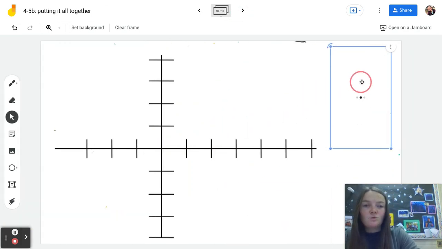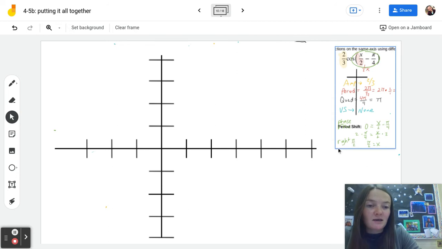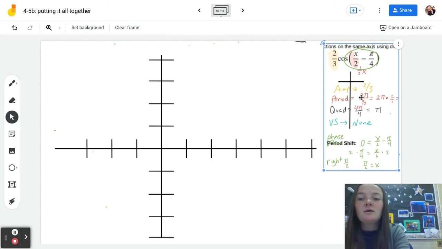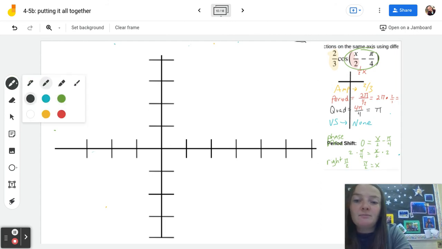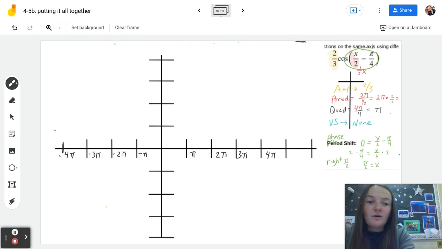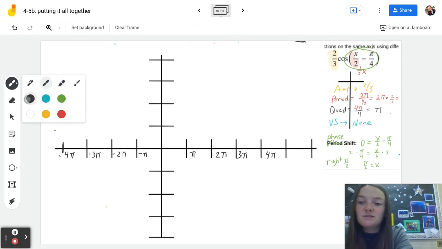All right, so what I want to start with is my scaling. According to what I know about my quadrants, I need to scale this by pi. So I'm going to make each tick mark equal to pi: pi, 2 pi, 3 pi, 4 pi, and then we'll also go negative. From there, we did our quadrant lines.